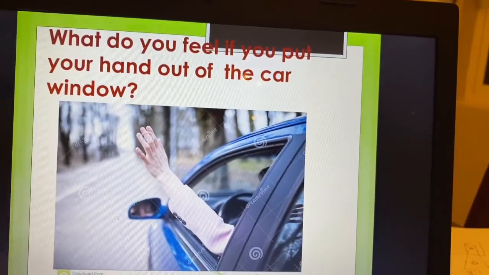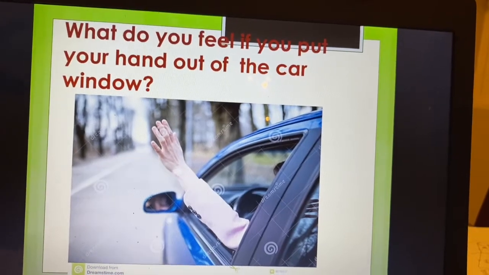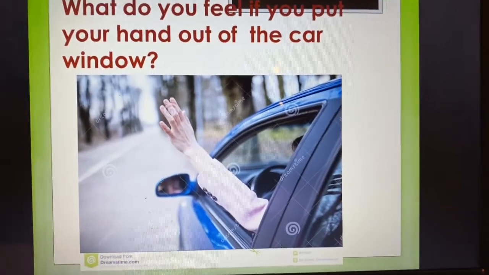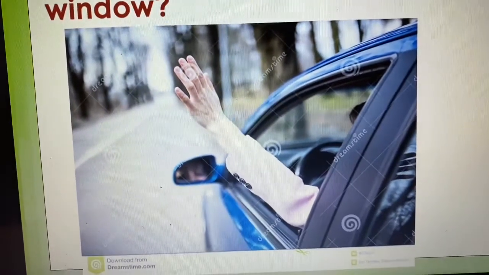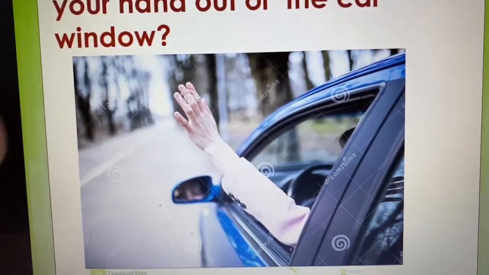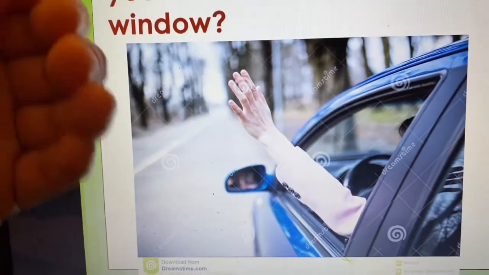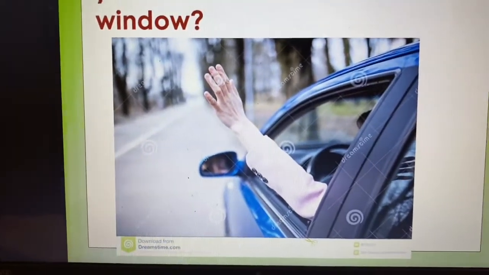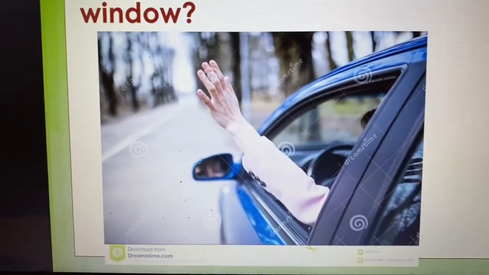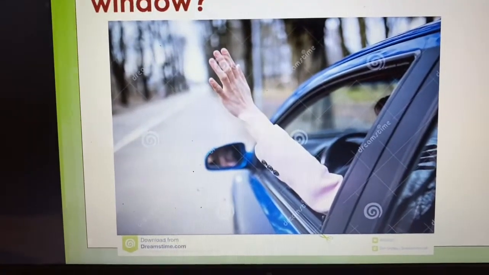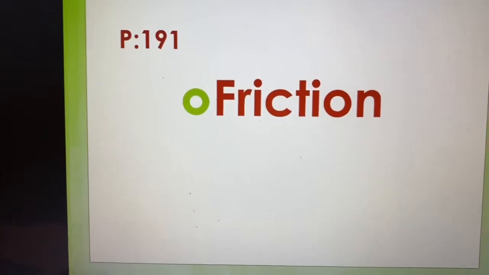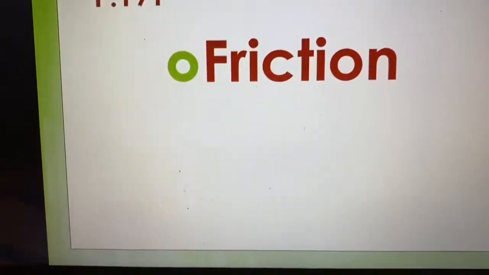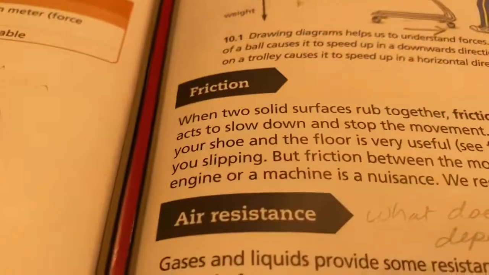Now, what do you feel if you put your hand out of the car window? What do you see? What do you feel? You can feel sometimes that your hand is going backwards because the air is pushing your hand. The car is moving in one direction, the air is moving in the opposite direction. Do you know what this is called? Today we will learn what it is called when the air pushes things to make them slower. So today our lesson is, we will continue to talk about friction on page 191.